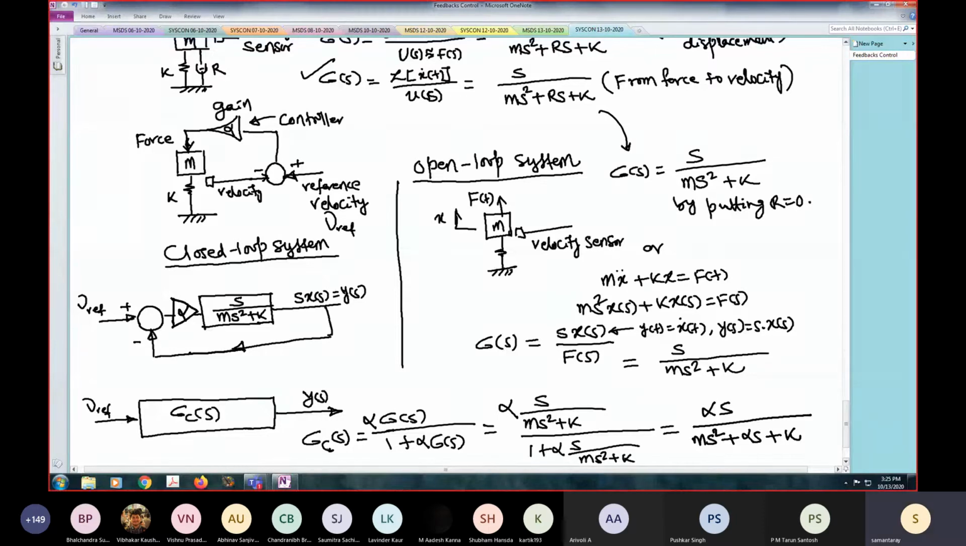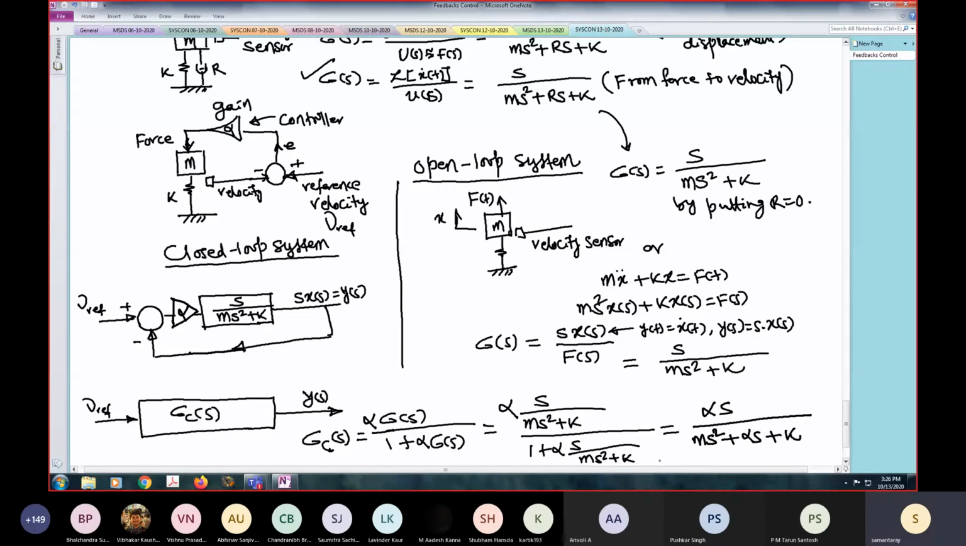So now, if we take the transfer function from the input V ref, from V ref to Y S. If you take this not from V ref but from F S, from the error, this alpha will disappear. So if we take it from error, then this alpha will disappear. Nevertheless, it doesn't matter.